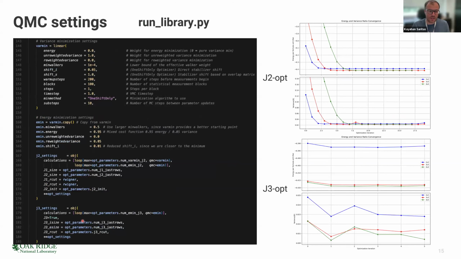So here, on the left, there are some of the parameters that we can briefly discuss, but on the right, we are looking at the results of the J2 and J3 optimizations. The J3 optimization has a total of 20 steps, which is the sum of 12 variance minimizations and 8 energy minimizations, and the colors indicate the different supercell sizes.